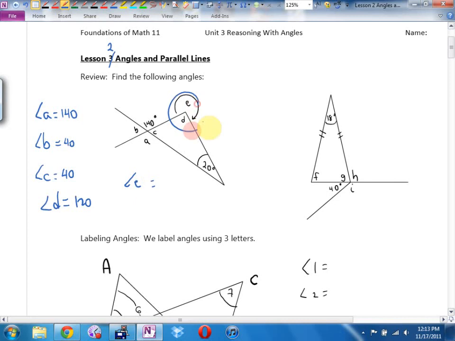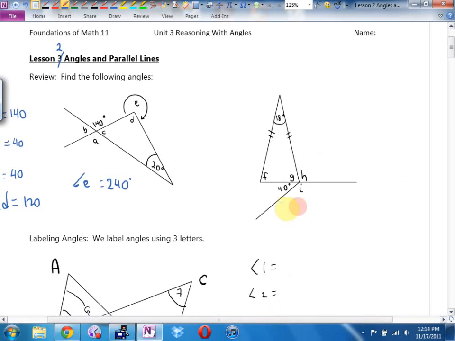What does that add to? 360. So, how big is angle E? How'd you get that? Okay. By the way, what did we call this type of an angle? It wasn't obtuse. Do you remember the term? Reflex. Well, I might ask you that one. I don't know. That's a bit more of an obscure one.